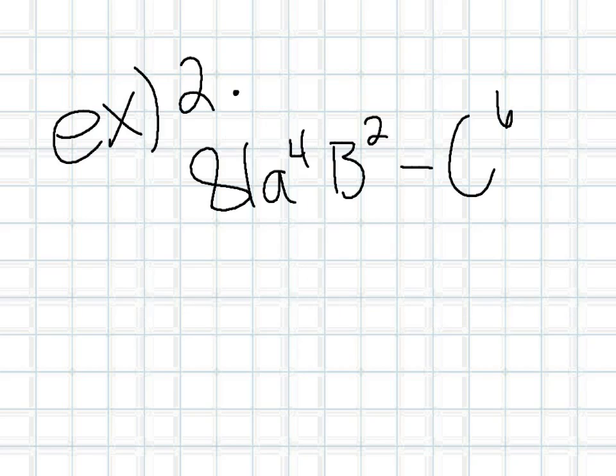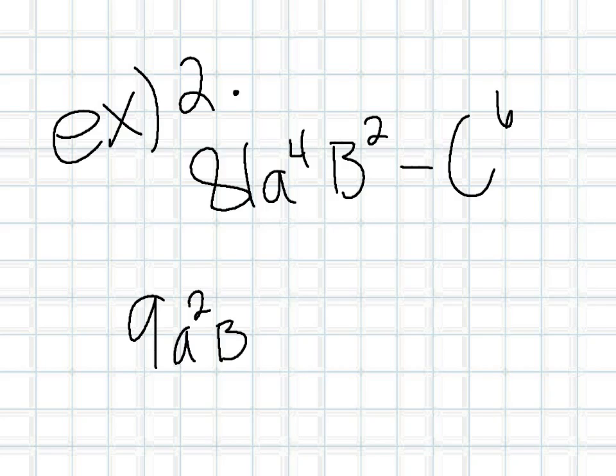Okay, for our second example, we have 81a to the fourth power, b to the second power, minus c to the sixth power. And this also fits the criteria because it is a term minus a term. Both terms are perfect squares. And so how we're going to start this is we're going to take the square root of the first term, which, the square root of 81 is 9. Square root of a to the fourth power is a to the second power. Square root of b squared is just b.